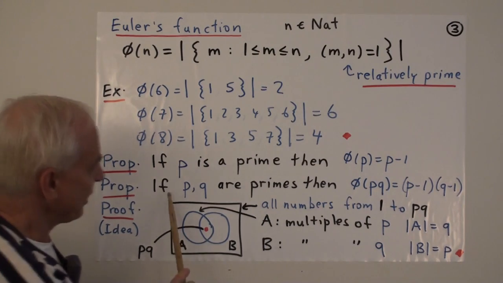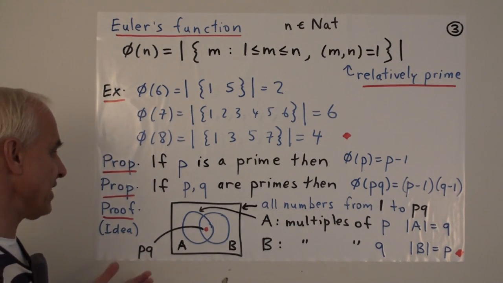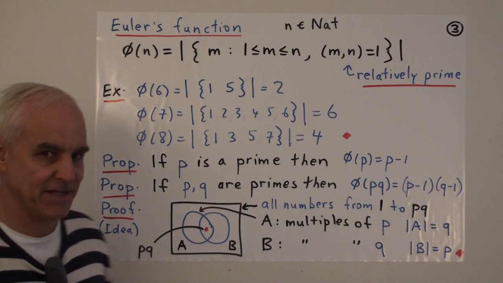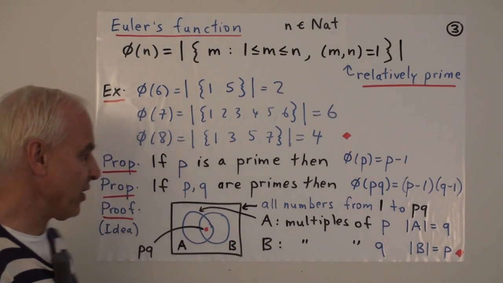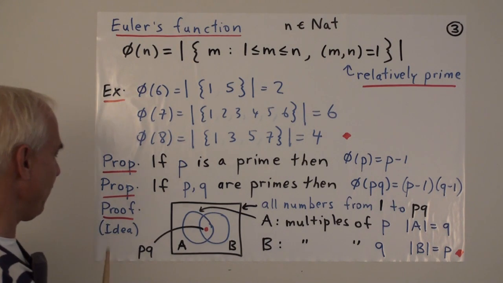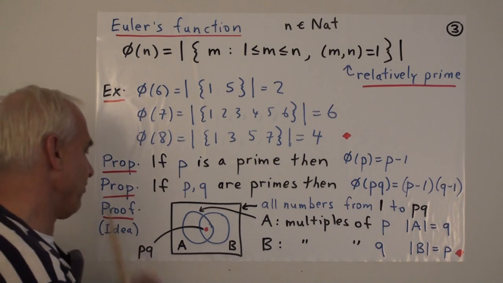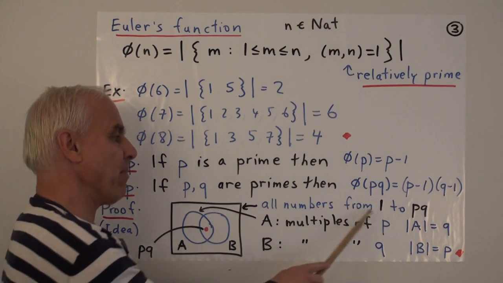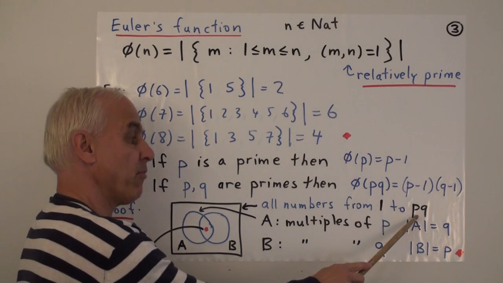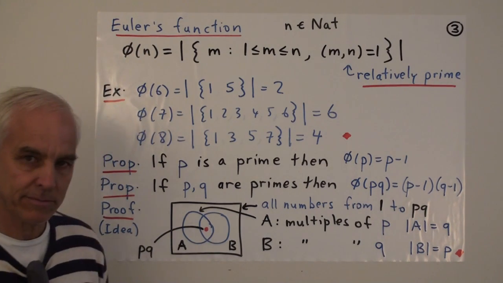Okay, so to understand why this is true is a nice little exercise that illustrates the basic idea of inclusion-exclusion. So here's a diagrammatic idea of the proof. You can think about it. Let's make a box, and let this box represent all the numbers from 1 to the product P times Q. So all of the numbers are in there.